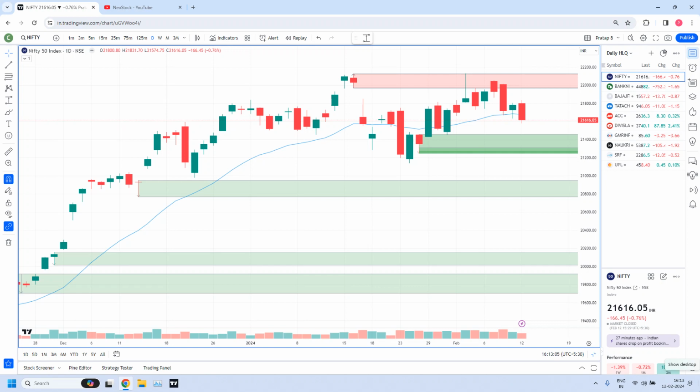Let us analyze the performance of high liquidity zones generated in our previous report.